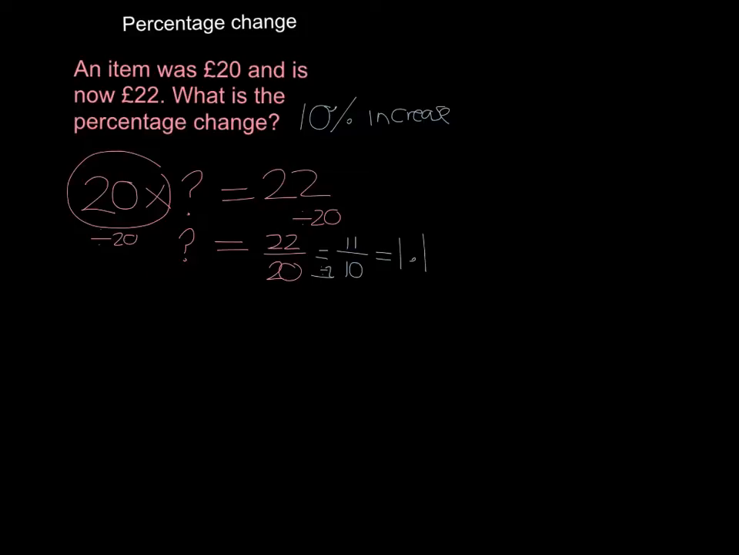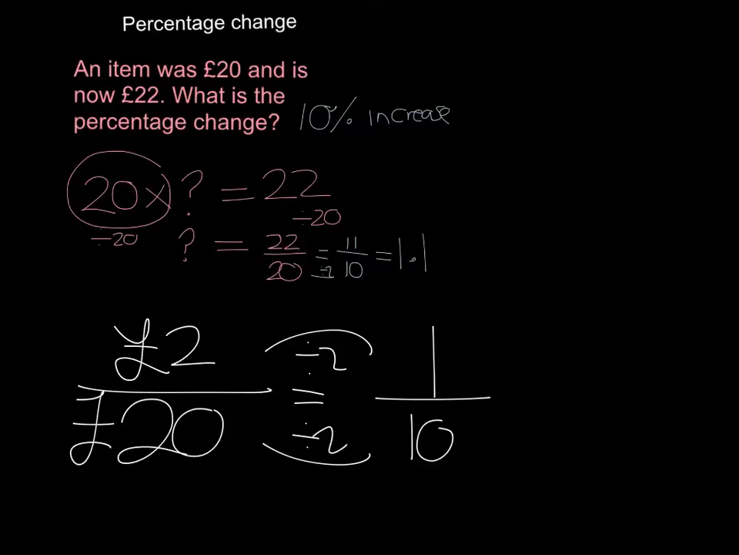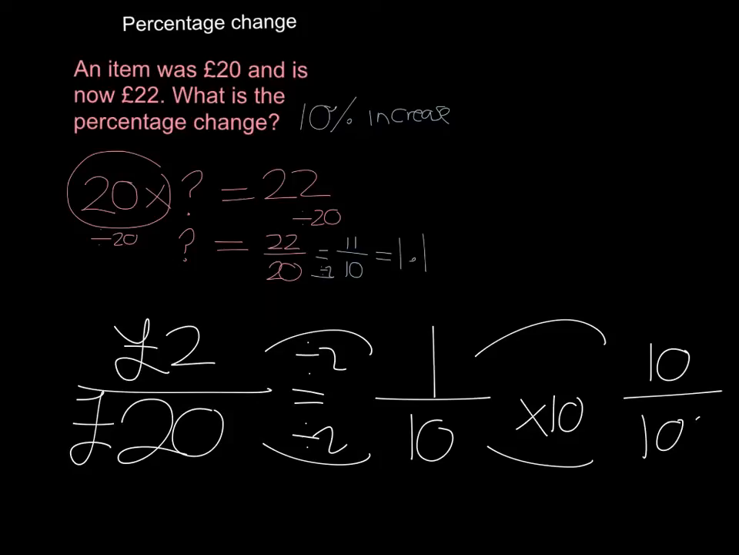But option number 2 is actually thinking about the percentage change as a fraction. So it's gone from £20 to £22, which makes a £2 increase. And if you want to write it as a fraction, it's got to be a fraction of the original amount. So it's £20 it was originally. If you want to change that into an equivalent fraction, divide by 2, it's 1 out of 10. But if you want to change it to percentage, times by 10 to make it 10 out of 100. Still proving the same 10% increase.